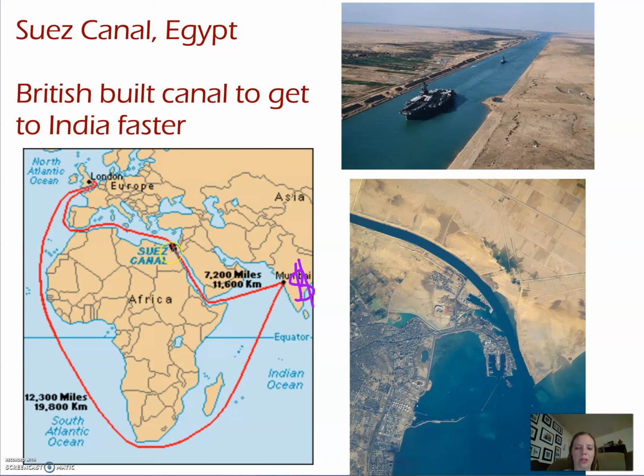So what they do is they dig a canal. The British recognize that if they could cut through to the Red Sea from the Mediterranean, you could cut off about 5,100 miles. And that's a huge shift, right? So they build the Suez Canal. And these are two pictures of the Suez Canal, one from like a satellite image, and that's just a picture of what the Suez Canal looks like. But they cut that off, and they successfully make the trip then from India to Britain significantly faster.